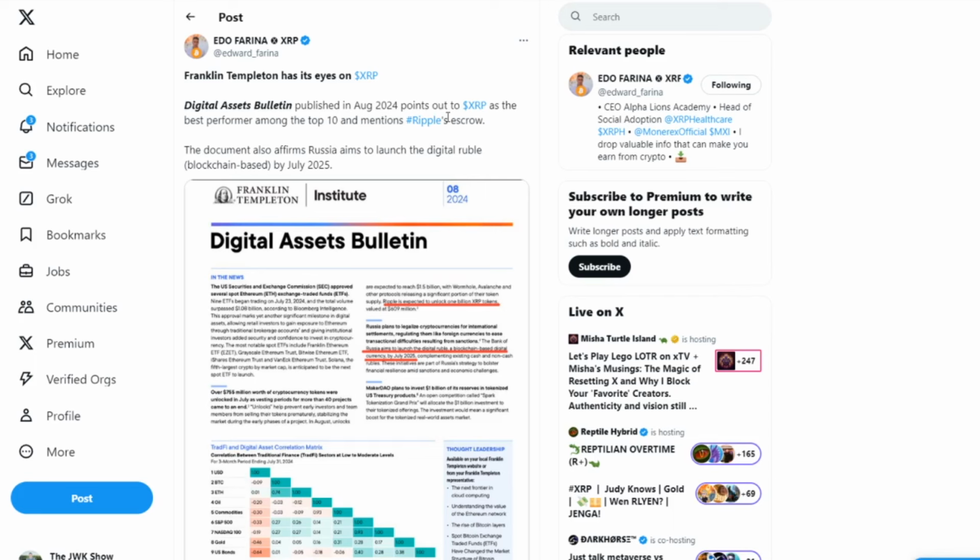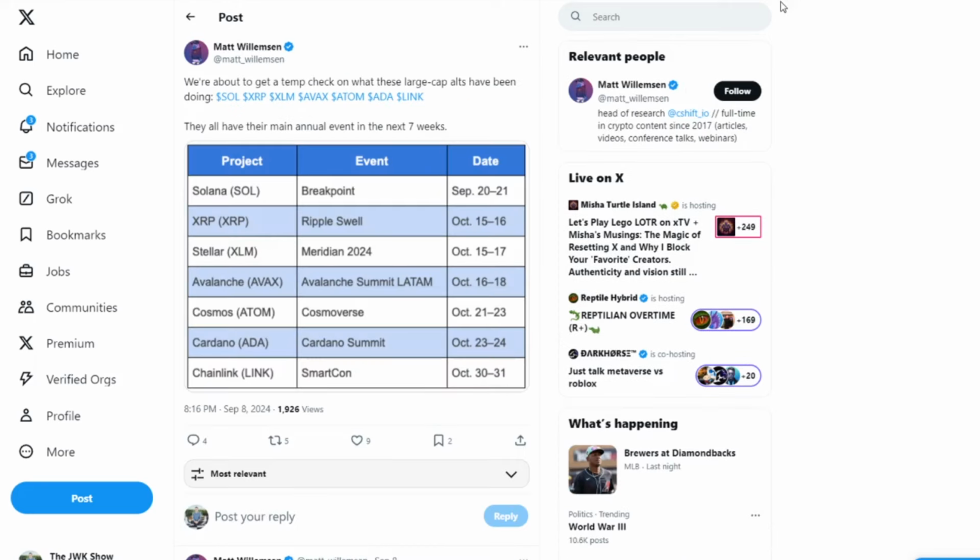And we even have Franklin Templeton, one of the biggest institutions, eyeing XRP. We have from the Digital Assets Bulletin, published in August of 2024, very recent, and they point out XRP as the best performer among the top 10 and mention Ripple's escrow. We have Ripple releasing 1 billion XRP tokens valued at $609 million. And we also have the mention of Russia aiming to launch a digital ruble, a blockchain-based digital currency, by July of 2025. And again, we have XRP and XLM connecting the digital ruble to all of the other currencies.